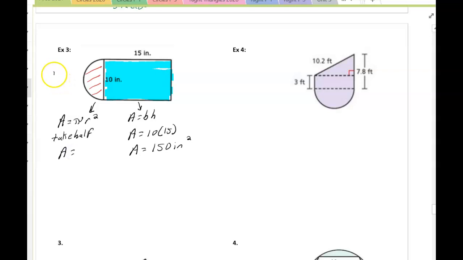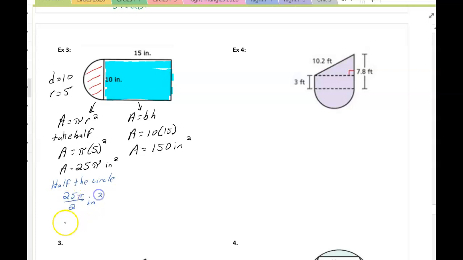For the circle, the diameter is equal to 10, which makes the radius equal to 5. So we're going to have pi times 5 squared for a full circle, which is 25 pi inches squared. But we only want half of the circle. So half of the circle is 25 pi over 2 inches squared, which is 12.5 pi inches squared.